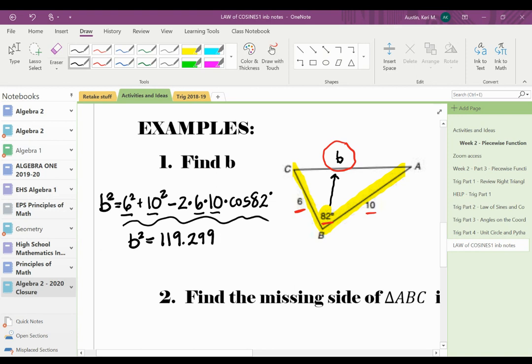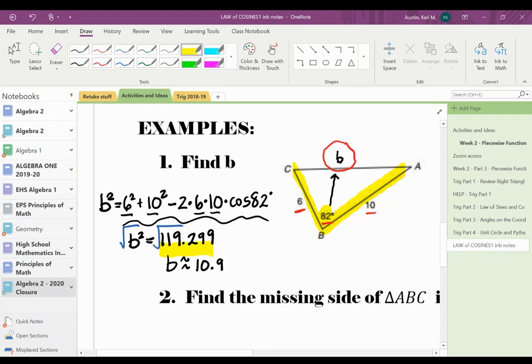Now notice that says B squared. I don't want to know what the side squared is. I want to know what B is. So now I'm going to take the square root of both sides. Do that on my calculator. And I'll round to the tenths place now. So that missing side is approximately 10.9. A common mistake with students is they'll leave this as the final answer.